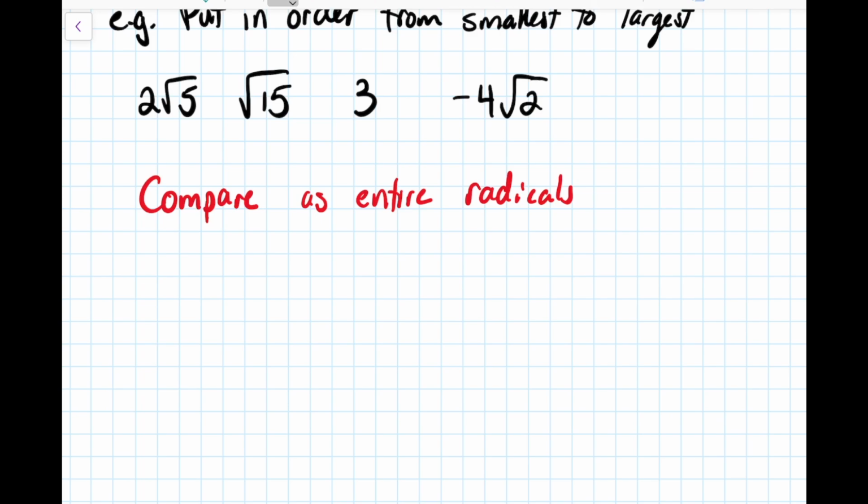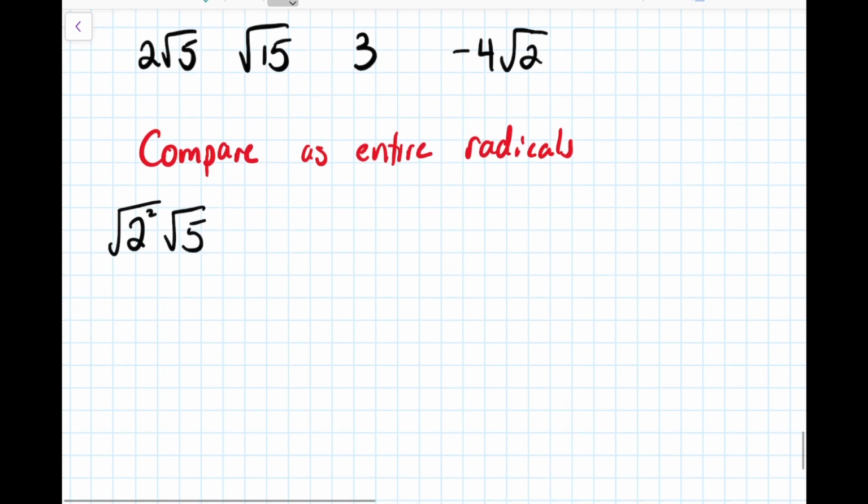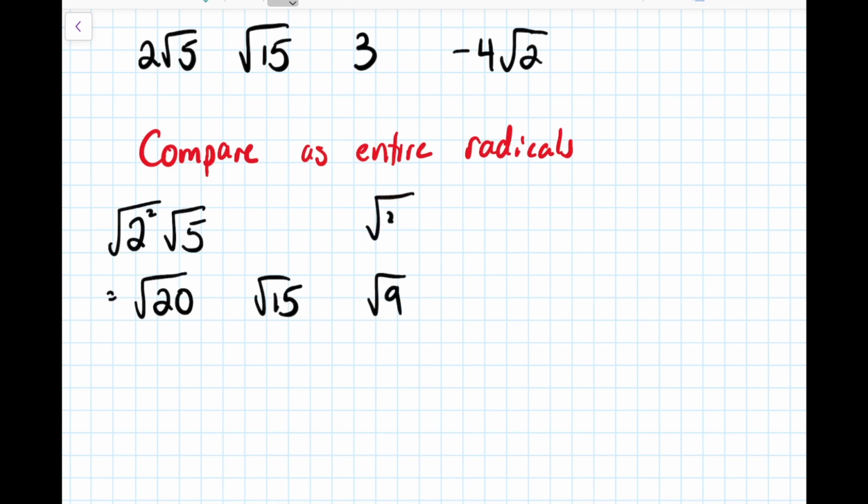So if we take that 2 root 5 and we convert it to an entire radical, that's going to become 2 squared times 5, which is going to get us root 20. The root 15 is already entire, so we don't have to think about that one too much. 3, well, that's just the square root of 9, so we can just pop that one right in. But if you want to think about it, it's basically just 3 squared. And then the 4 root 2, or specifically the negative 4 root 2.